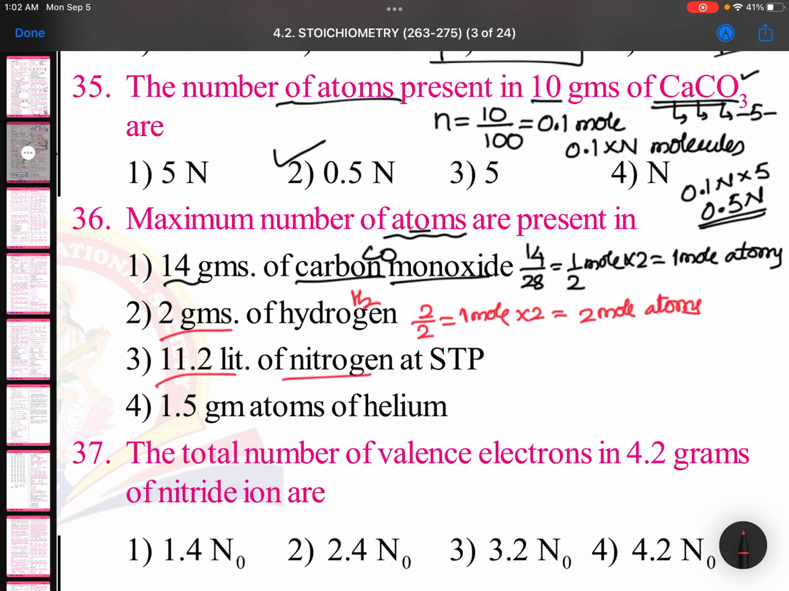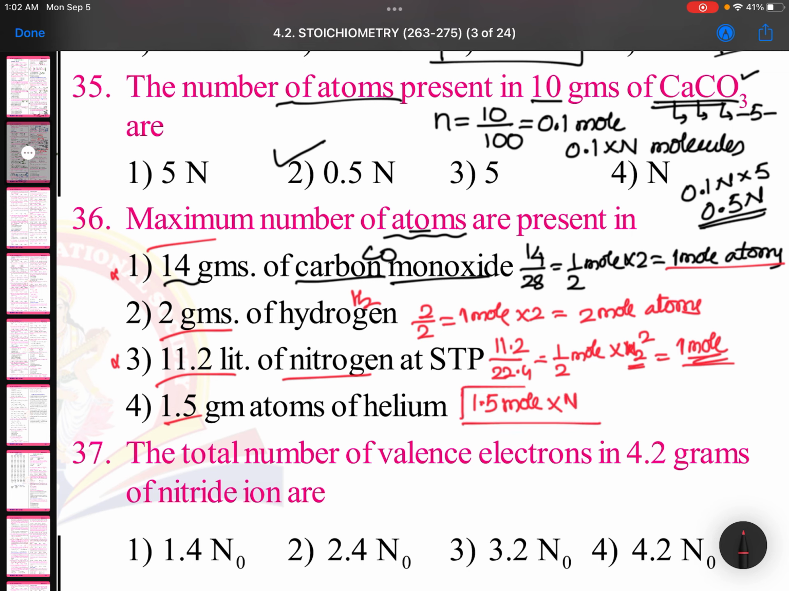11.2 liters of nitrogen, 11.2 by 22.4, this is equal to 1 by 2 mole. Nitrogen means N2, 2 atoms are there. So this is equal to 1 mole atoms again. So 1 mole here, 1 mole here. He is asking maximum, so these two options have gone. 1.5 gram atoms of helium. 1.5 gram atom is 1.5 mole into Avogadro number, 1.5 N. But here we got 2 moles. So this is your answer.